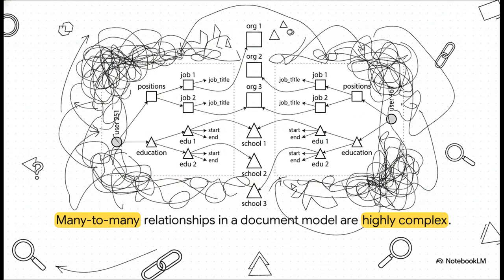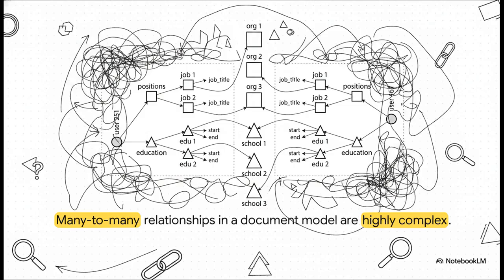So you're forced to start storing ID references to other separate documents. And to query those relationships, you essentially have to do manual joins right in your application code. You fetch the user document, grab the organization ID, and then make a whole second network trip to the database to get the organization data.